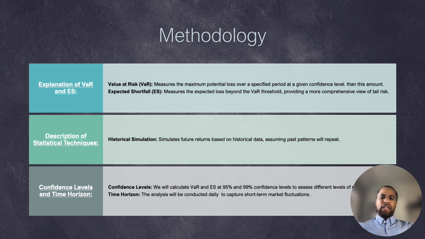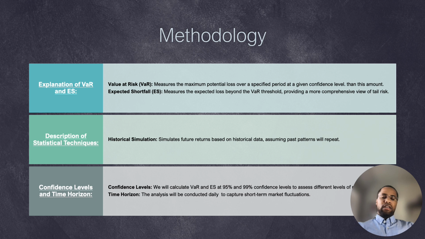We employed a combination of statistical techniques to calculate the value at risk and expected shortfall. The value at risk measures the maximum potential loss over a period of time at a given confidence level. The expected shortfall, on the other hand, measures the expected loss beyond the value at risk threshold, providing a more comprehensive view of tail risks.